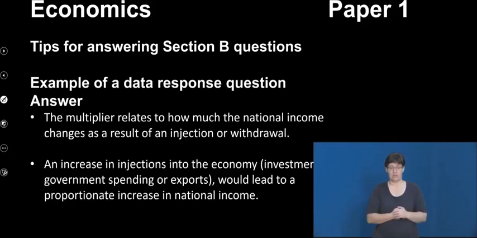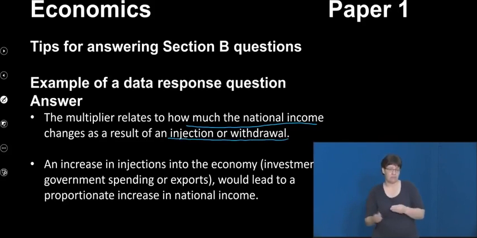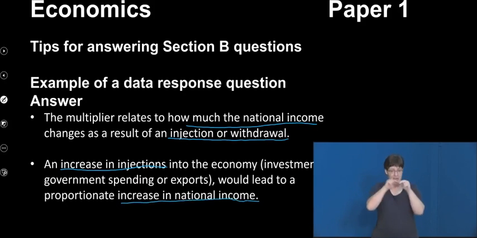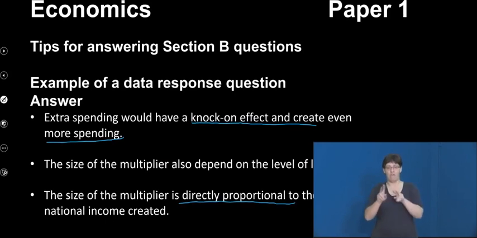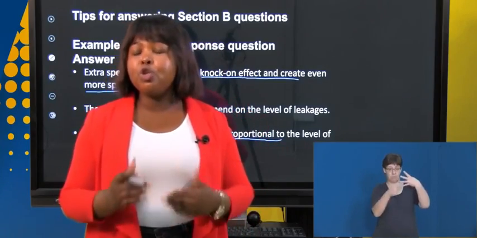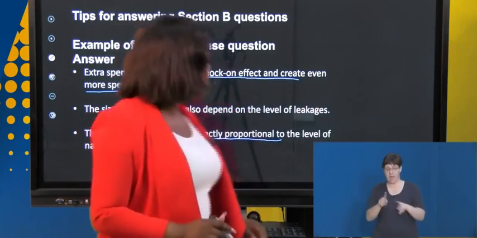Right, let's look at the answer. The multiplier relates to how much the national income changes as a result of an injection or a withdrawal. An increase in injections into the economy, we are looking at our injections, investment, government spending, or exports, will lead to a proportionate increase in national income. Right? Extra spending would have a knock-on effect and create even more spending. The size of the multiplier depends on the level of leakages. The size of the multiplier is directly proportional to the level of national income created. Like I said, boys and girls, a minimum of 4 points there. And again, you need to show the link between the multiplier and national income there.